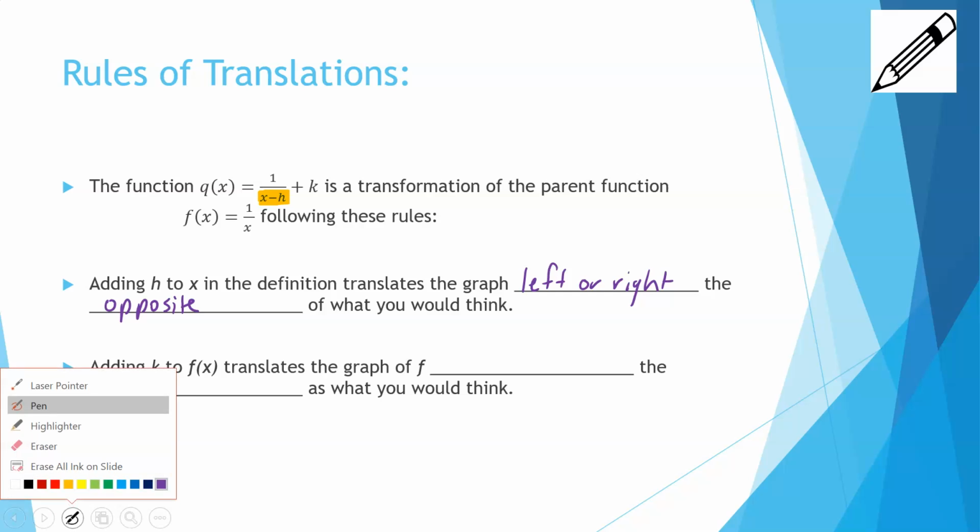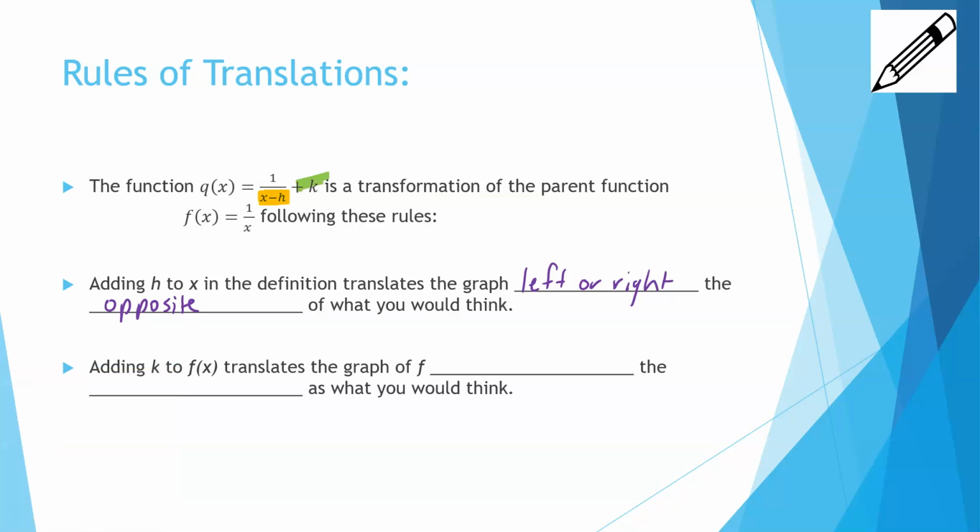And then the other piece we see here is the plus k value. Now that is being added or subtracted, but it is not grouped with the x. So as we've learned all year, if it's not grouped with the x, it affects the graph vertically. So that plus k value, adding k to f of x, translates the graph of f up or down. And remember, that's always the same as what you would think.